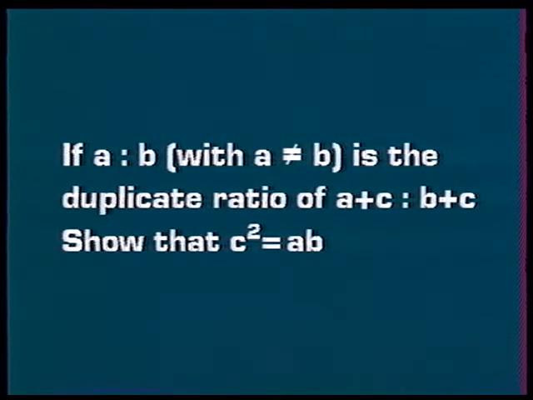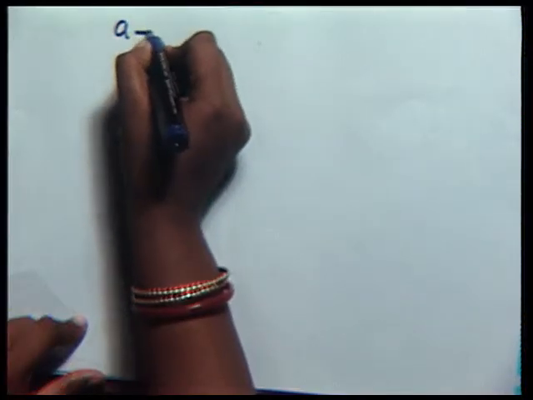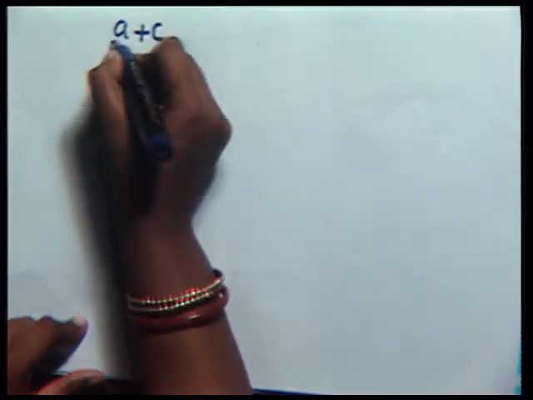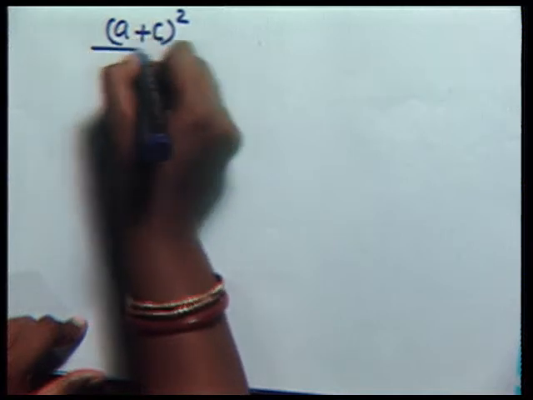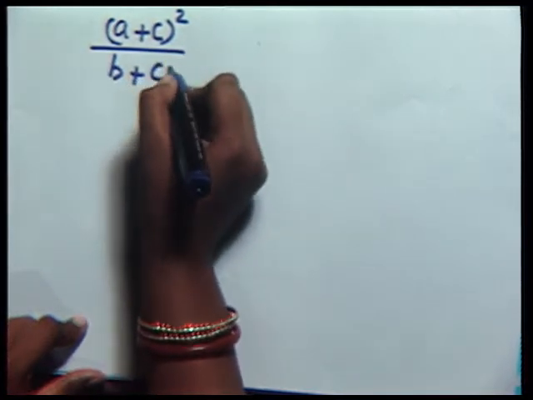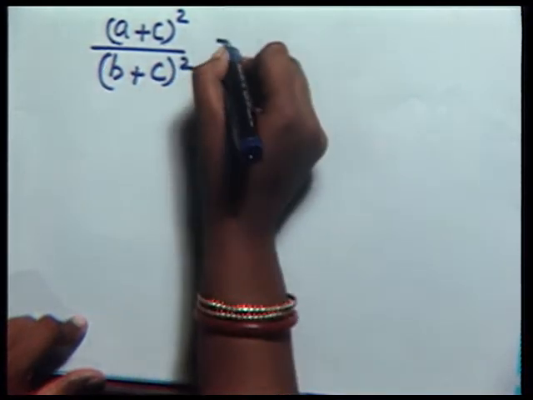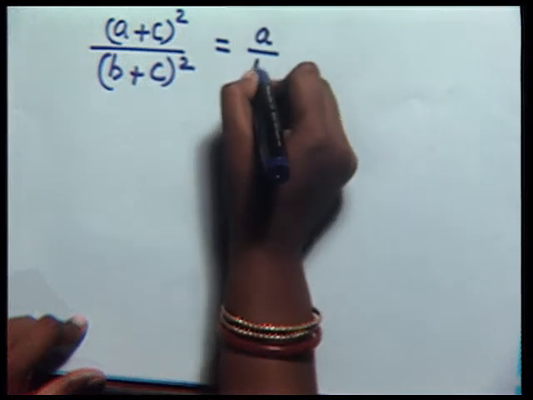If A is to B, with A not equal to B, is the duplicate ratio of A plus C is to B plus C, show that C square is equal to A into B. If A is to B is the duplicate ratio of A plus C is to B plus C, then obviously A plus C whole square upon B plus C whole square will be equal to A upon B.